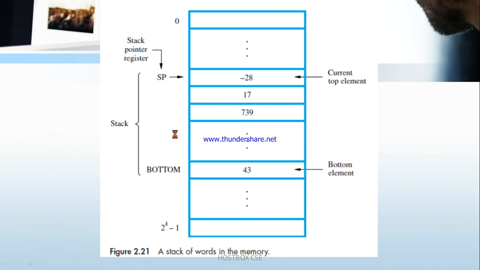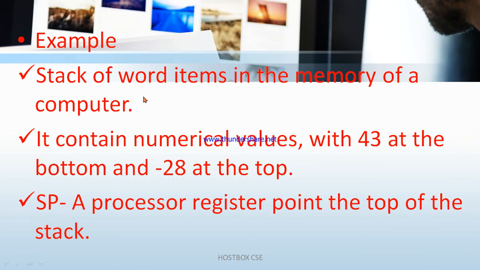Let's go for a diagram also. Example. Here we are going to see a stack of word items in the memory of a computer. It contains numerical values, 43 at the bottom and minus 20 at the top. Remember, the role of stack in computer organization involves the SP, the stack pointer, a processor register that points to the top of the stack.